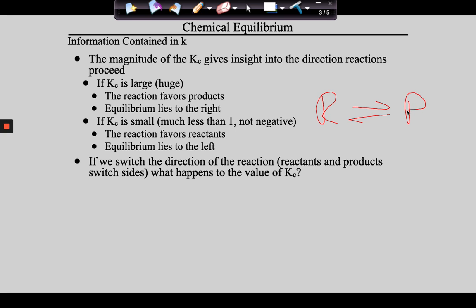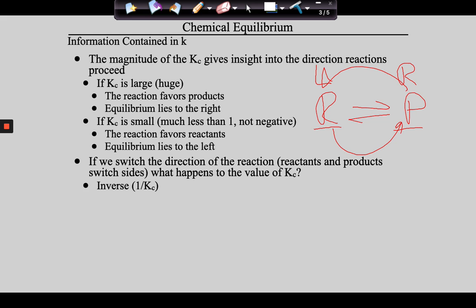You know what I'm saying? We become so accustomed to having products on the right that we really don't question it. But technically, when we write Kc values, it really is right divided by left, but we call the right the products. Now guys, what if we were to switch these? Whatever's over here and whatever's over here, what would happen if we were to just write the reaction flipped? What would that do to the value of Kc?